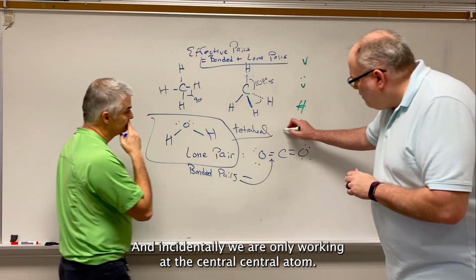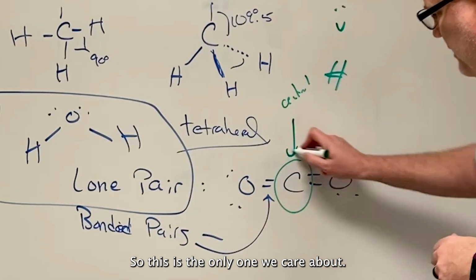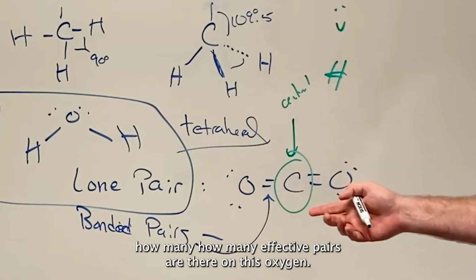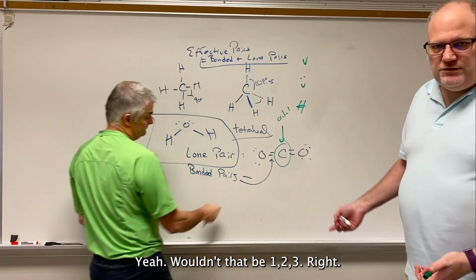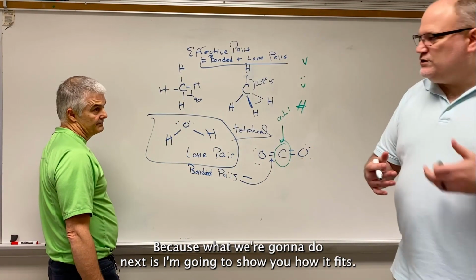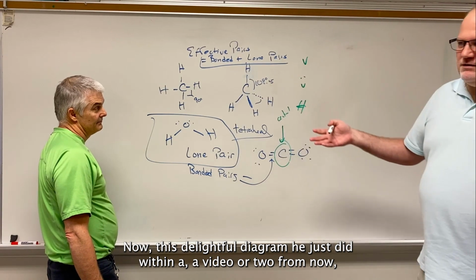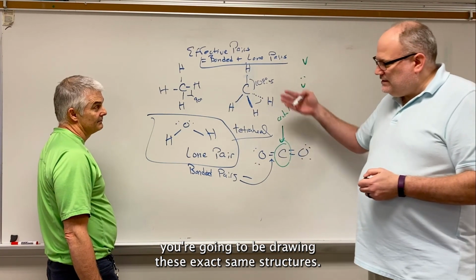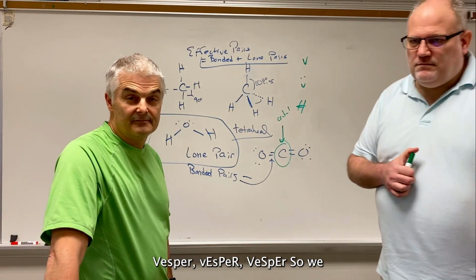And incidentally, we are only working at the central atom. So this is the only one we care about. You might look over here and go, well, how many effective pairs are there on this oxygen? Wouldn't that be 1, 2, 3? Right, but we only care about the central atom here because what we're going to do next is show you how it fits. Now, this delightful diagram he just did, within a video or 2 from now, you're going to be drawing these exact same structures. So that's how you do VSEPR.